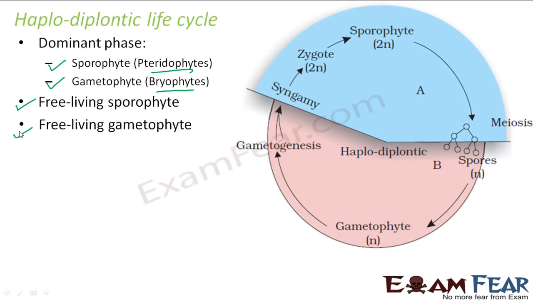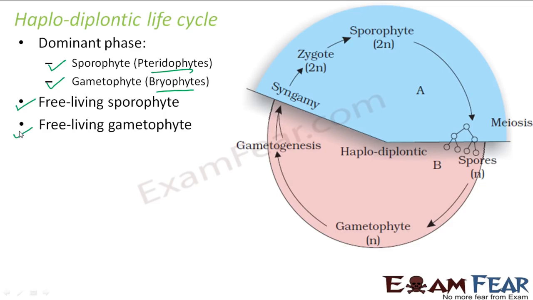Now let us take the example of pteridophytes. In pteridophytes, the sporophyte is diploid, dominant, independent, photosynthetic, as well as long-lived, but the gametophyte is short-lived. That is why sporophyte is the dominant phase. But if you consider the bryophytes, in that case, the gametophyte is haploid, dominant, independent, and photosynthetic, whereas the sporophyte is short-lived. So that is why the gametophyte is the dominant phase in case of bryophytes.